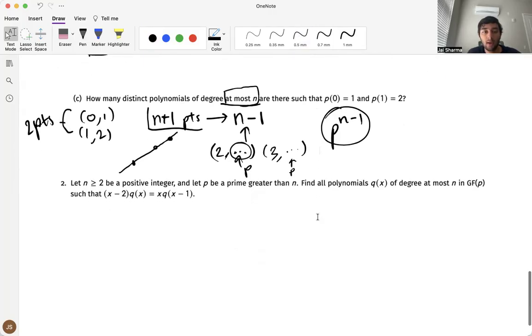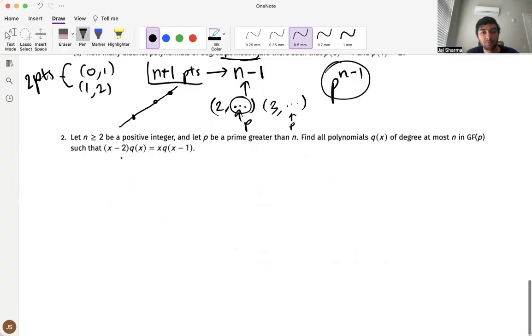Okay? And then this last problem here is a bit of a longer one, but it requires a little bit of insight. So we have this thing right here: x minus 2 times q of x is equal to x times q of x minus 1. Okay, so this looks like an intimidating thing, right?